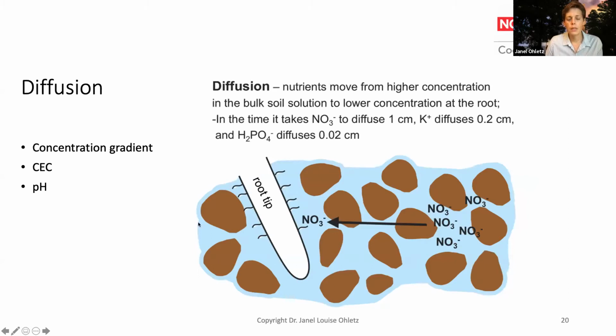And we have diffusion. This is against a concentration gradient. So an area of high concentration generally likes to go to an area of low concentration. As the plant takes up one nutrient, those other nutrients will flow over towards that. And this is also controlled by cation exchange capacity as well as the pH of the soil, especially around the root area, what we are going to refer to as the rhizosphere.